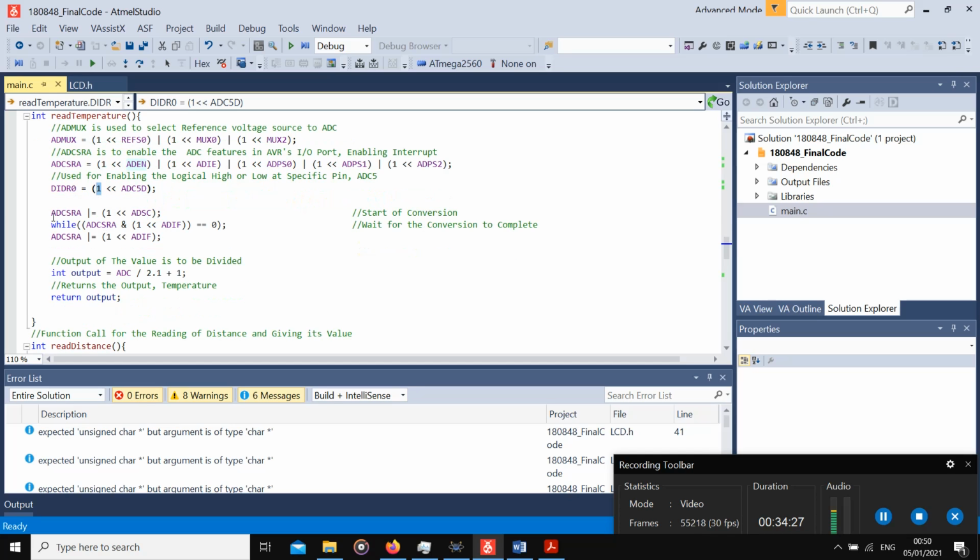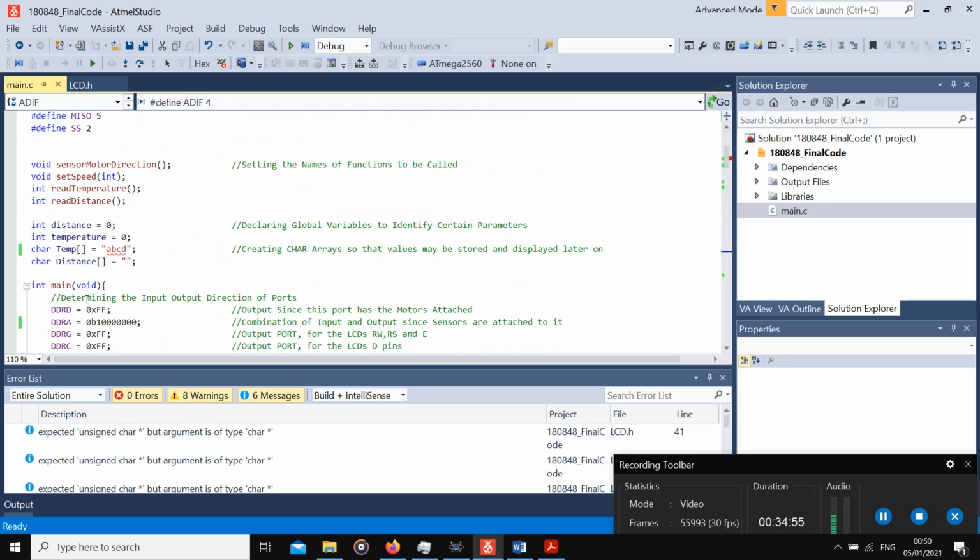So then you have the simple ADCSRA, that is used for the conversion start. Then you have the while loop, and this while loop is going to be executed until all of your data has been converted. So this is just a waiting procedure, and then when all of your data has been converted, your output is basically given into a theoretical formula. From there you get your output, and your output is returned.